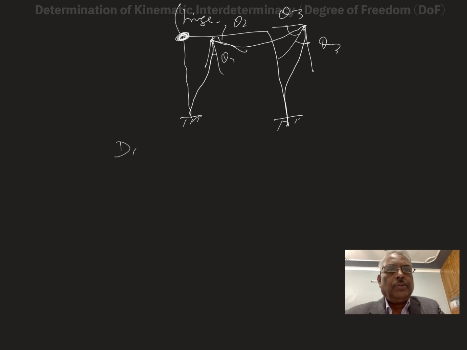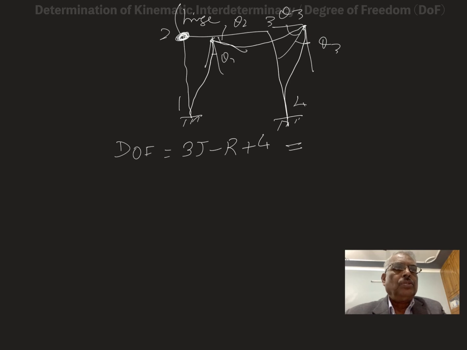So degree of freedom for this case will be 3j minus r plus 4, which is additional for one internal hinge. This is 1, 2, 3, 4. So for this hinge we have already taken 4, so no need to consider it in the joints. So this will be only 3 joints, 1, 2, 3. So 3 into 3 joints, reaction is 6, plus 4. So how many? 7.